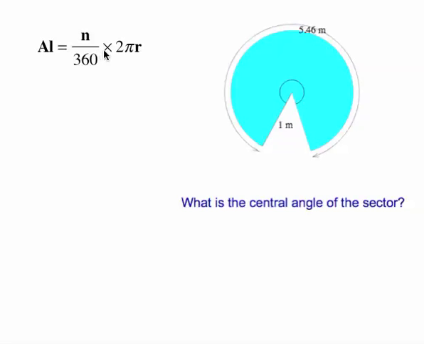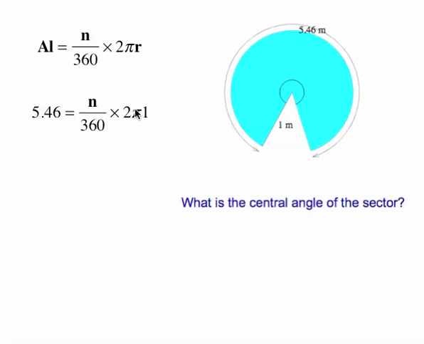So what I'm going to do is fill in everything I know for this formula. I'm going to fill in my arc length, and I'm going to fill in the radius, and then we get this. Okay, so 5.46 is equal to n over 360 times 2 times pi times 1. My next step is to simplify all this. All right, so I have 2 times pi times 1, and that's all being times n, and that's all being divided by 360.